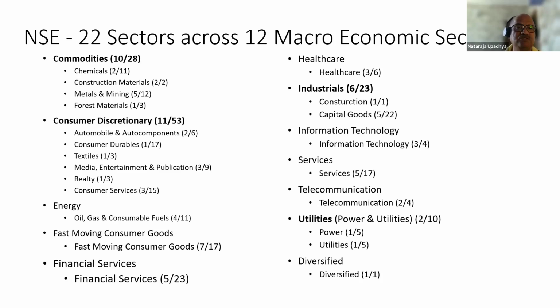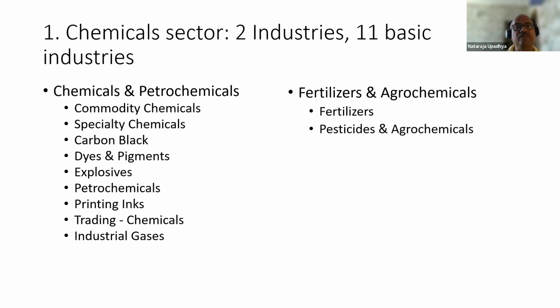Energy means oil, gas, and consumable fuels. FMCG is fast moving consumer goods. Financial services. Industrials again has two components: construction and capital goods. Utilities has power and utilities. So here again it's a confusion. So in parentheses I called it power and utilities for myself. So using utilities at one level to mean power and utilities, and to mean only utilities without power is confusing. So be aware of such confusions in our terminologies in our market today.